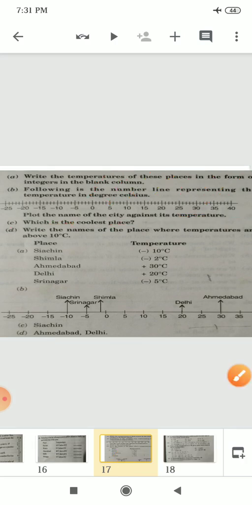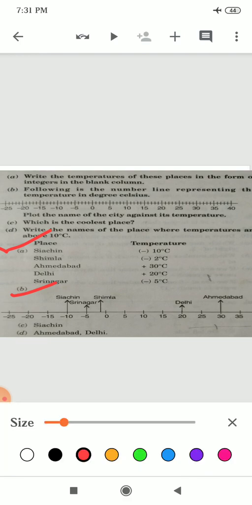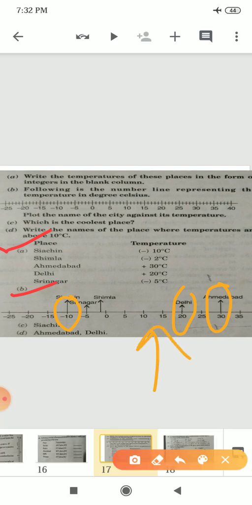This I have already discussed, the A part. Now the B part is what you have to indicate on this number line which is given to you. You have to present them on the number line. Like Sachin, we have minus 10 degrees Celsius, so minus 10 will be here. Ahmedabad, we have 30 degrees, so where is 30 degrees? Ahmedabad is here. We have Delhi 20 degrees, so 20 degrees Delhi is here. You just take one arrow and write there Delhi. It will be easy for you.